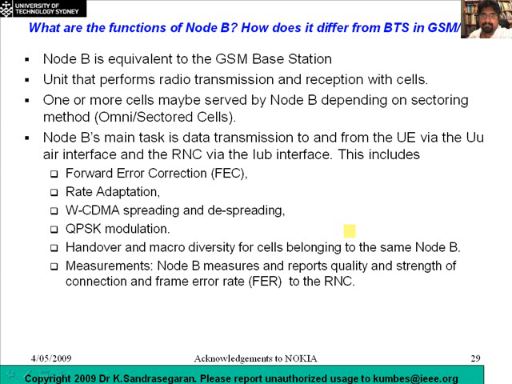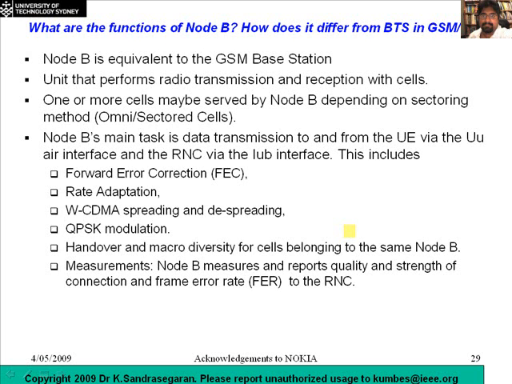So macro diversity is another thing that is possible, and when the cells are in the same Node B, then the macro diversity function can be performed by the Node B itself. The Node B has to take measurements. Every device in a mobile network, whether it be the mobile equipment or the base stations, has to take measurements. The Node B takes measurements of uplink signals, and it takes measurements of the signal quality, the frame error rate, and so forth, and it reports these measurements to the RNC.